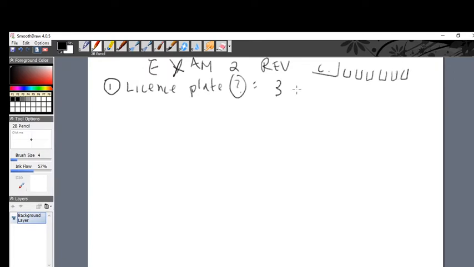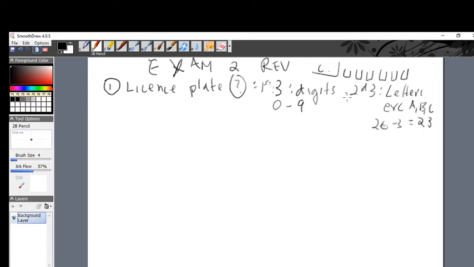So the first three are going to be digits. What's a digit? Any number between 0 and 9, including 0. So that's 10 digits it could be. The second 3 spaces are going to be letters, but not all 26 letters, any letter except A, B, and C. So that would be 26 letters minus these 3 letters, which is a total of 23 letters. That's what the license plate's made up of.